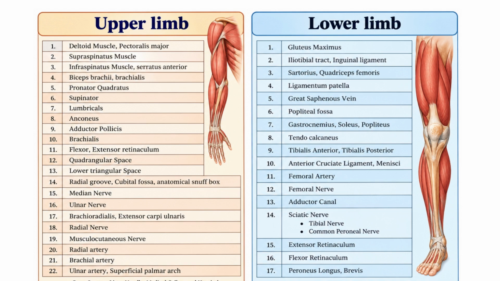Cubital fossa is a triangular area in front of elbow, and the contents of cubital fossa are biceps tendon, brachial artery, median nerve and superficial branch of radial nerve. Anatomical snuff box, where the scaphoid bone is palpable, contains radial artery and superficial branch of radial nerve.